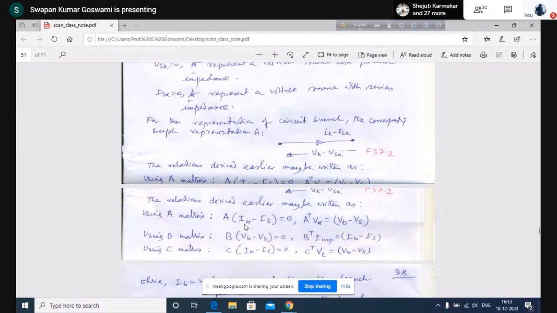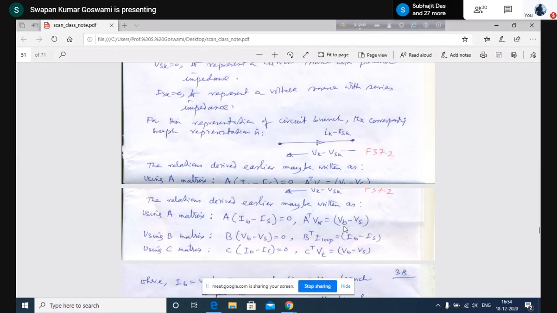IB means I1, I2, I3. That means through the branch impedance, what are the currents? That is represented as a vector. What are the source voltages? That is represented as a vector. Source currents are represented as a vector. So A times IB minus IS equal to 0 means basically A times IE equal to 0. Kirchhoff's current law. And A transpose Vn equal to Vb minus Vs.